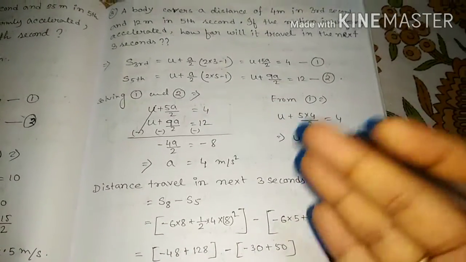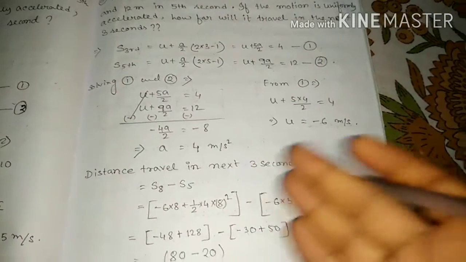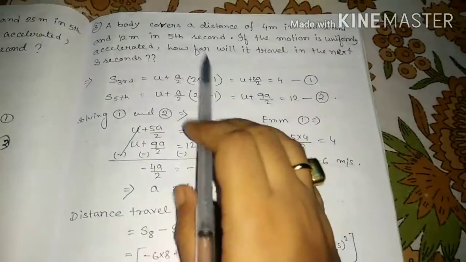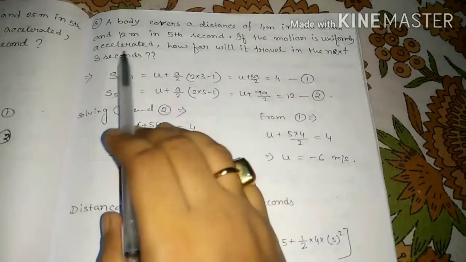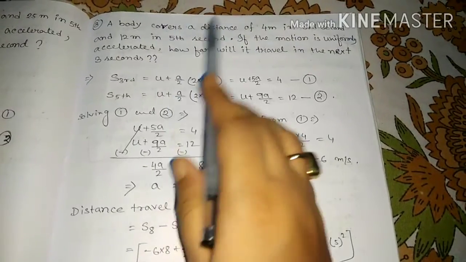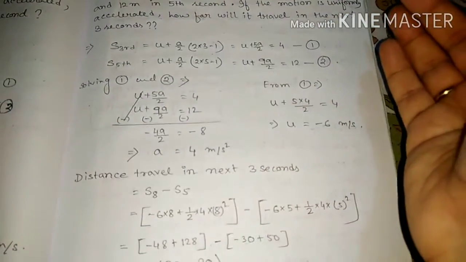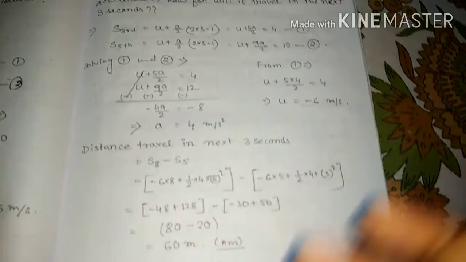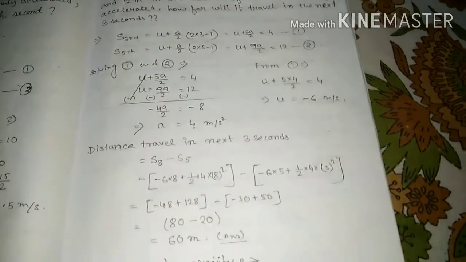This is also another, similar numerical. The 3rd second is given, the 5th second is given. We solve those two equations and we have u and a. Then we find out how far it will travel in the next 3 seconds. That means after the 5th second, next 3 seconds means 8 seconds. So S8 minus S5, we get 60 meters.